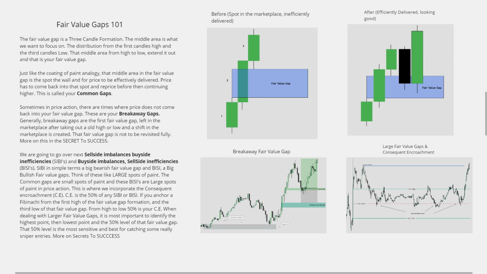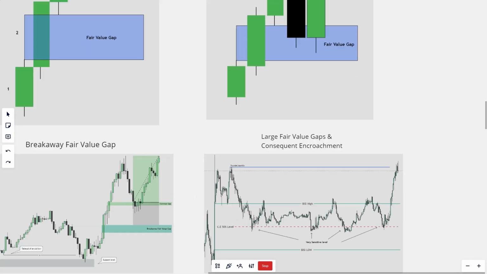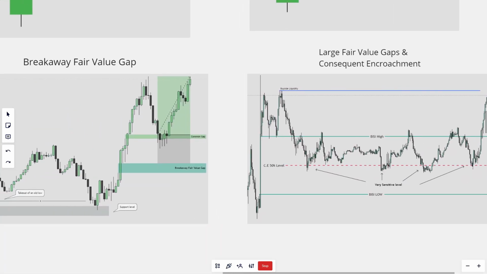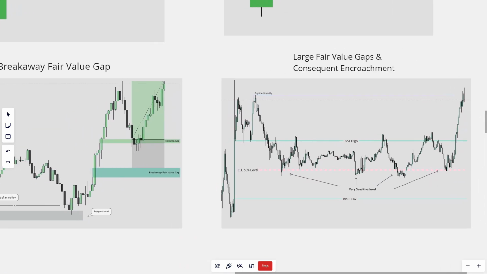C.E. If you anchor a Fibonacci from the first high of the fair value gap formation to the third low of that fair value gap formation, from high to low, 50% is your C.E. When dealing with larger fair value gaps, it is most important to identify the highest point, then the lowest point, and the 50% level of the fair value gap. That 50% level is the most sensitive and best for catching some really sniper entries. More on this in Secrets to Success, but overall, this is the difference between a BISI and a regular fair value gap.